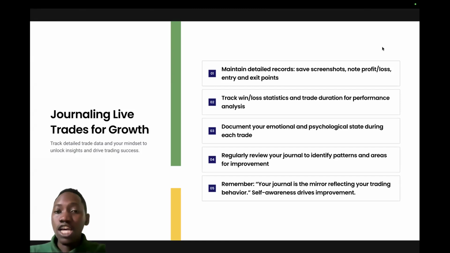All that's important. Document your emotion and psychological state during each trade. When you take that trade, how are you feeling? Were you greedy? Were you revenge trading? Note it. Because in the future, it will help you know that all these losses came from revenge trading. So revenge trading is my weakness. Then you find wisdom and knowledge on how to deal with revenge trading.